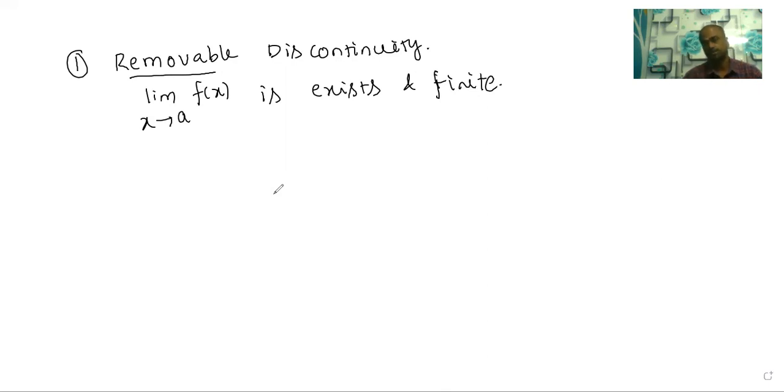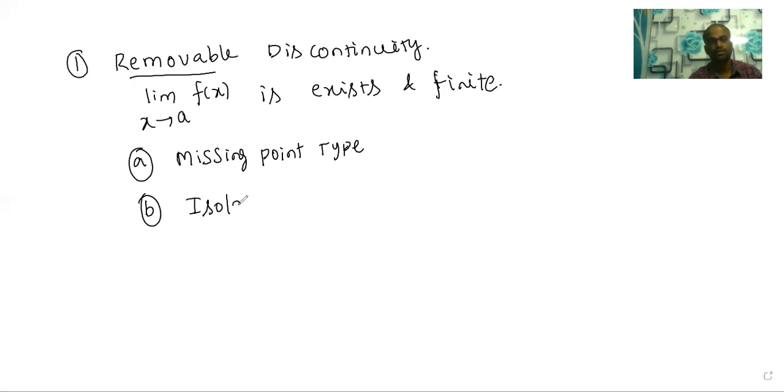Again, in this removable type discontinuity, we have two types. The first one is missing point type discontinuity, and the second one is isolated point type discontinuity. So first we will discuss missing point type discontinuity.